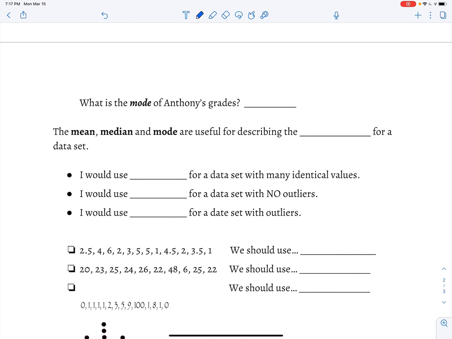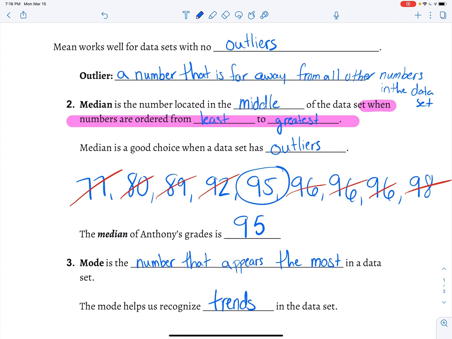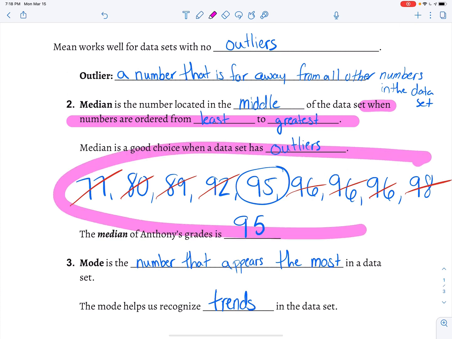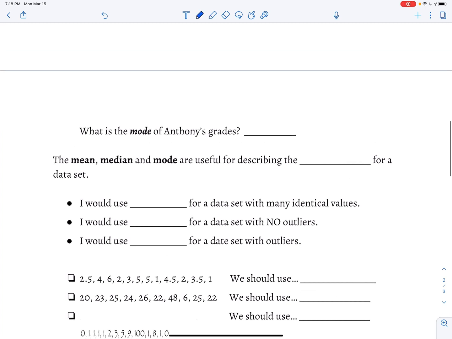So if we're finding the mode of Anthony's grades, it's really easy if you go up and look at the list that we made for median right up here, because you're going to see there's 177, there's 180, 189, 192, and as you go along, you'll notice that there were 3 96s. So because 96 appeared the most, the mode of Anthony's grades would be 96.